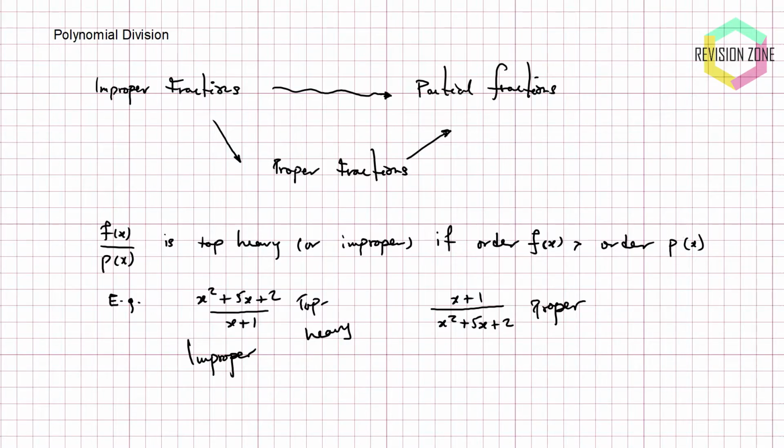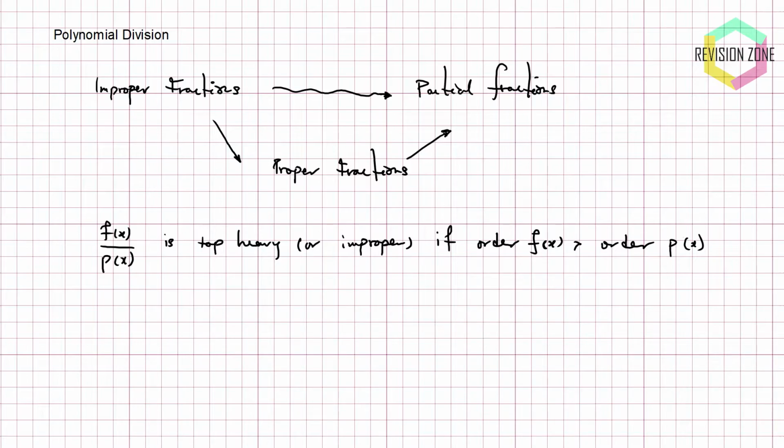And that's quite clear why. This one has order 2 on the top and order 1 on the bottom, or the degree is 2 for the polynomial function on top, and the degree is 1 for the polynomial function at the bottom. And the other one is the other way around, so it's not improper. This one is proper. Let me make a bit of room and continue with the argument I'm making.